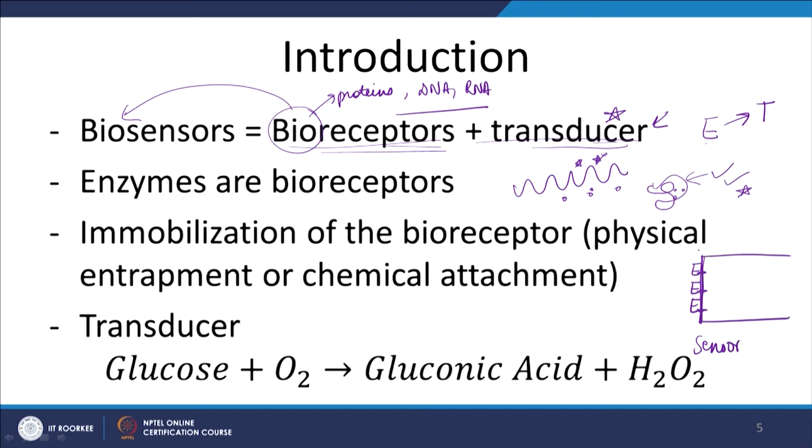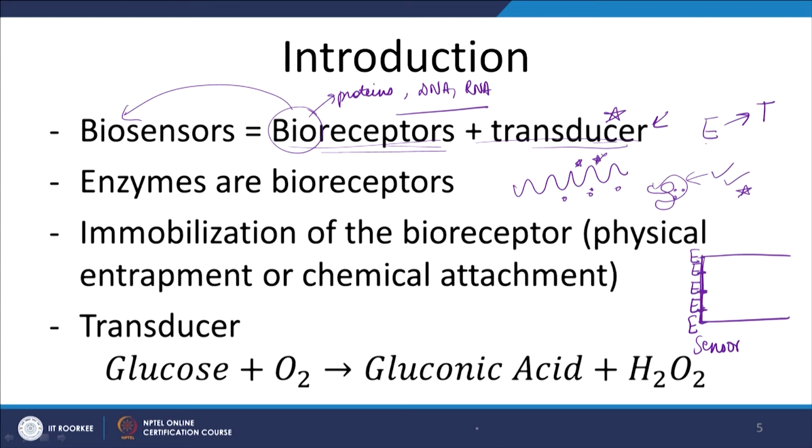So I need to find a way through which I can make sure that the enzyme E attaches to the surface in which I am going to put the sample. This is one of the first challenges that comes when we make a biosensor, which is immobilization of the bioreceptor. It can be done in two ways. One is physical entrapment, where we physically force the enzymes to be stuck here. The second is chemical attachment, so they can be attached through a chemical bond.